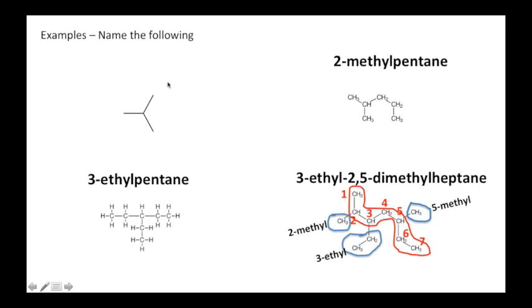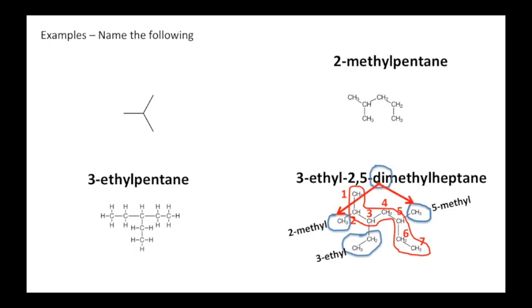What would you name this one? Notice, this is called a structural diagram. This is a condensed structural diagram. And this is a line diagram. Each point on the line represents a carbon. So what's the name of that? If you don't want me to put it up yet, hit pause. Here comes the answer.